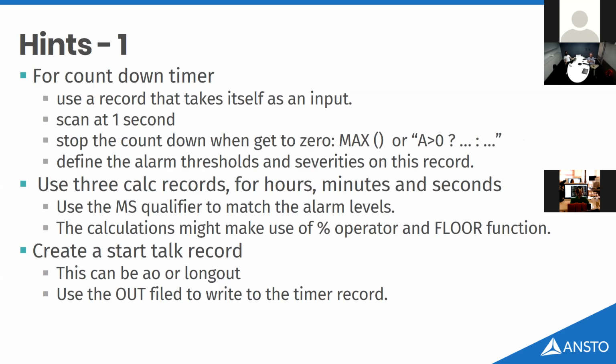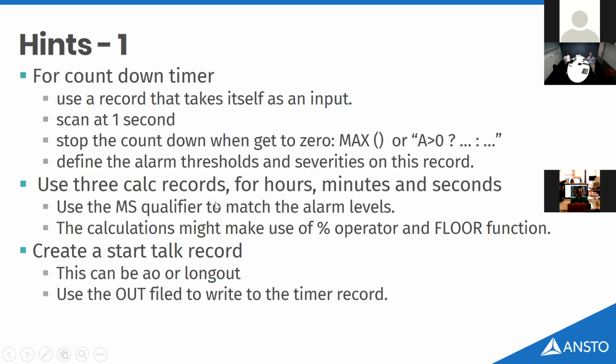You can define the alarm thresholds, and we haven't done those, but they're similar to the high ones. So there's the low and the low low, and the low threshold is LOW, and the low low is LOLO. It's not some British comedy show either, for those who remember. So use 3 calc records for the hours, minutes, and seconds.